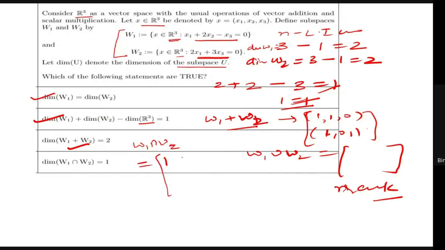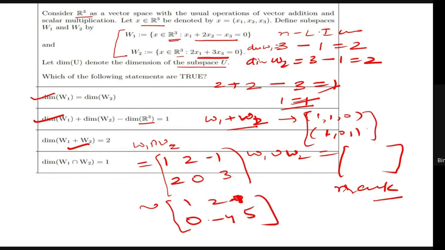You can write the matrix as 1, 2, minus 1, 2, 0, and 3. Now find the rank of this matrix, this is minus 1, 2, minus 2, 0, minus 4, and 3, plus 5. So the rank of this matrix is 2. And you know the rank, whenever you have to give the dimension of a homogeneous system, you can write it as n minus r. n is 3, rank of this matrix is 2, that is 1. The dimension of W1 intersection W2 equals 1.